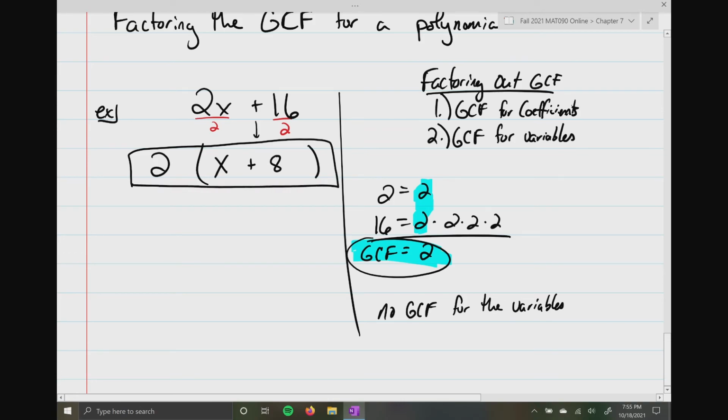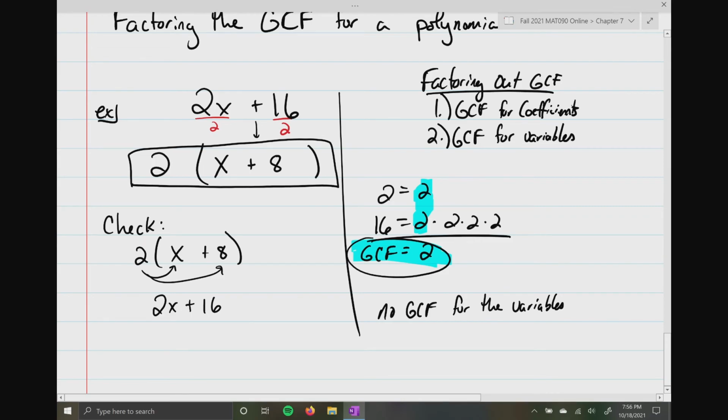Now, there's an easy way to check yourself. All you have to do is multiply. Just distribute. You've got to get the same answer. 2 times x is 2x. 2 times positive 8 is positive 16. And that's what we're going to be doing for every single problem.